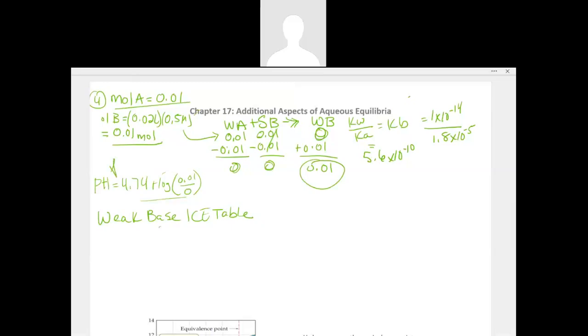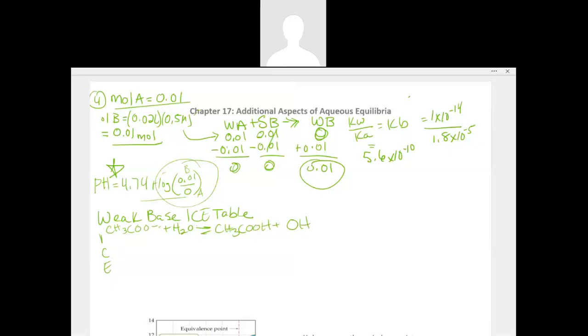If we try to plug this into the Henderson-Hasselbalch equation, pH equals the pKa of 4.7, plus the log of our base over our acid. This won't work because we can't have 0 in the denominator. So instead, we're going to use a different process. We're going to create a weak base ICE table. Here is our reaction. Our weak base is acetate, which we add to water. We get our product, acetic acid, and hydroxide.